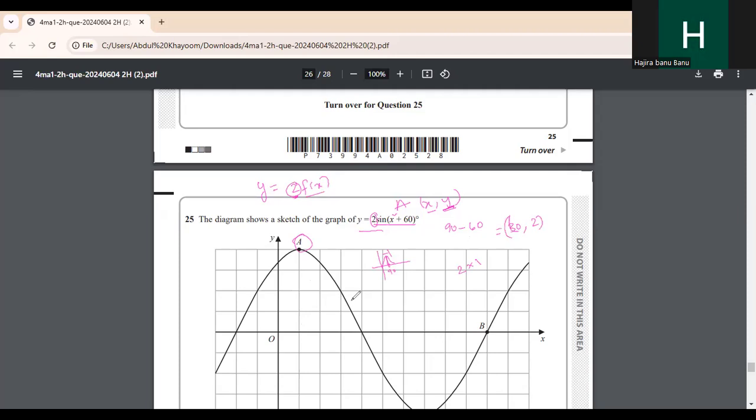So the point A is (30, 2). Right? Now let's understand point B. What is point B? Point B is actually on which axis? X-axis. Now you know on x-axis, any point on x-axis will be of the form (x, 0).